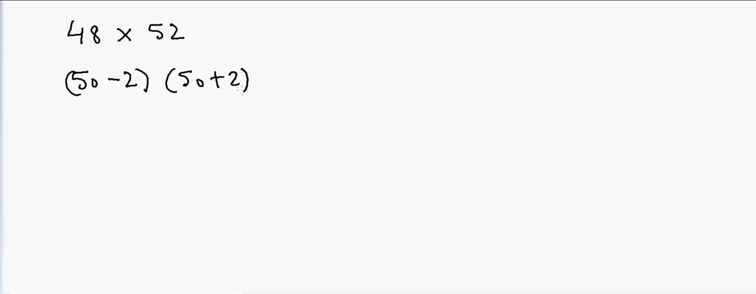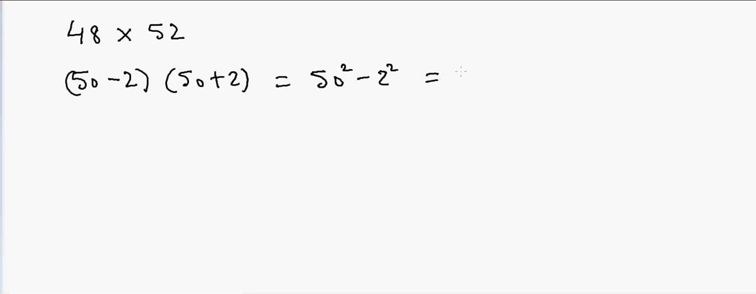Hi everyone. In this video, we'll talk about another metric which can be used for faster calculation. For example, suppose I have to multiply 48 and 52, so how will I do that? If you look at it carefully, these numbers are symmetrical around 50. So this can be written as 50 minus 2 and 50 plus 2. That will be equal to 50 square minus 2 square.